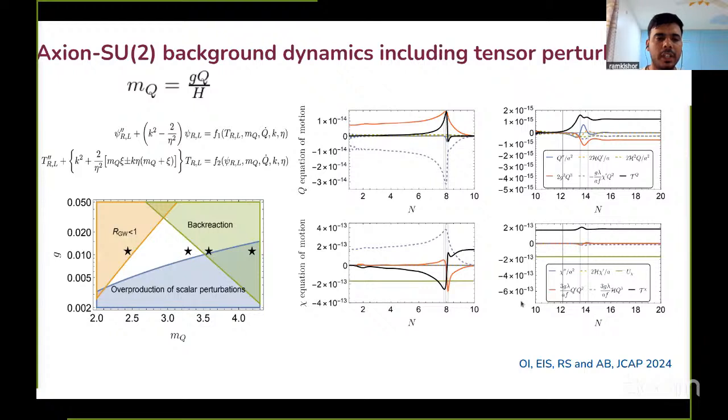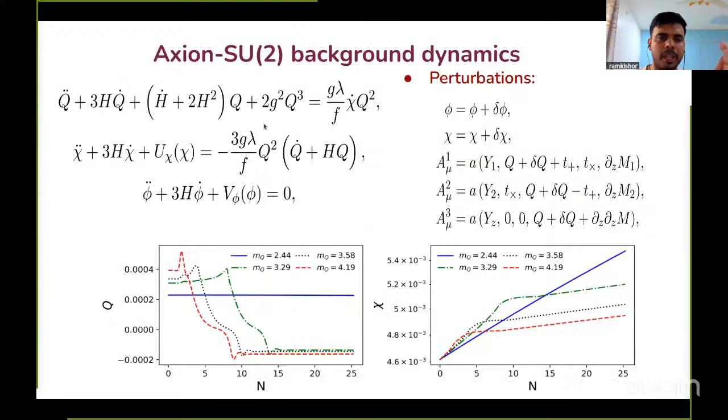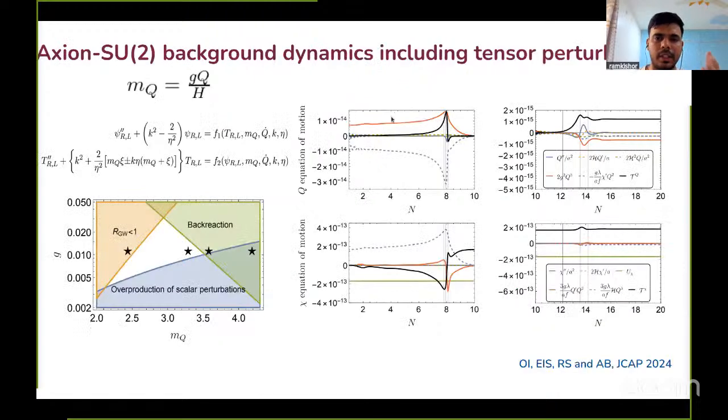So if you look at the different terms contributing in the evolution of these axion and SU2 background parts. Once the system is in this first attractor, what is happening there? You have a balance between this nonlinear term and the term because of the coupling between axions and this SU2 field, and that basically governs the dynamics.